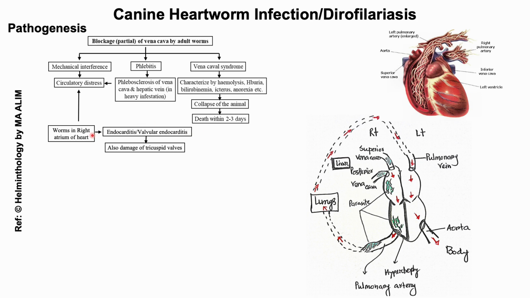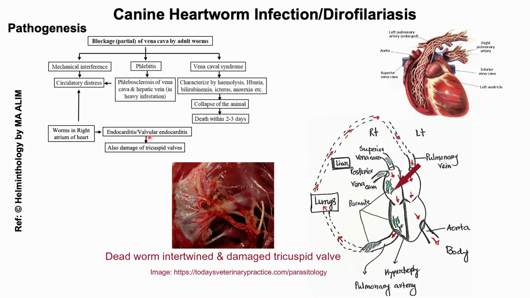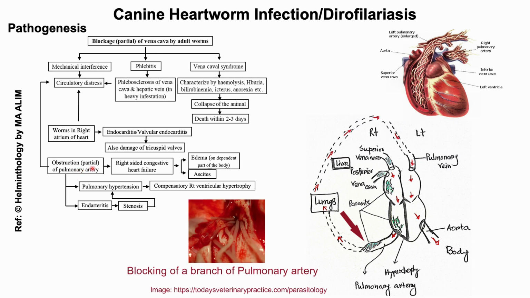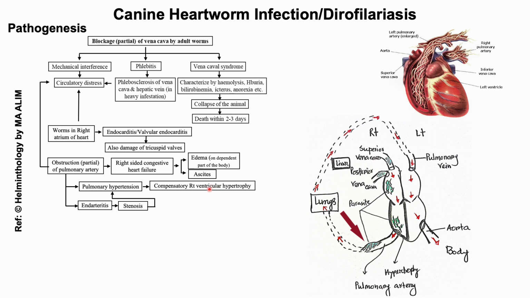Next, worms in the right atrium of the heart cause endocarditis, leading to the damage of the tricuspid valves. If the pulmonary artery is partially obstructed by the worms, it leads to right-sided congestive heart failure. As a result, edema and ascites are developed. Partial obstruction of the pulmonary artery also causes pulmonary hypertension, leading to compensatory right ventricular hypertrophy, because the ventricular wall needs to work more to pump the blood to the artery.